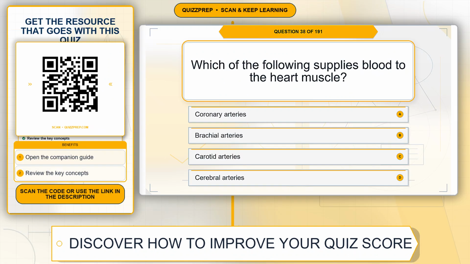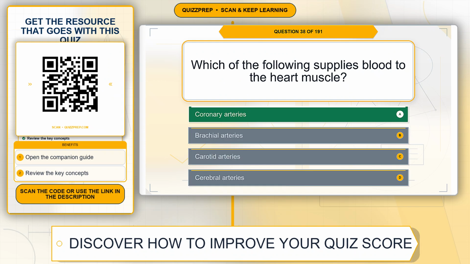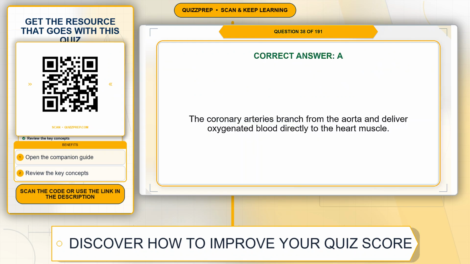Question 38. Which of the following supplies blood to the heart muscle? Option A, coronary arteries. Option B, brachial arteries. Option C, carotid arteries. Option D, cerebral arteries. The correct answer is option A, coronary arteries. Explanation. The coronary arteries branch from the aorta and deliver oxygenated blood directly to the heart muscle.